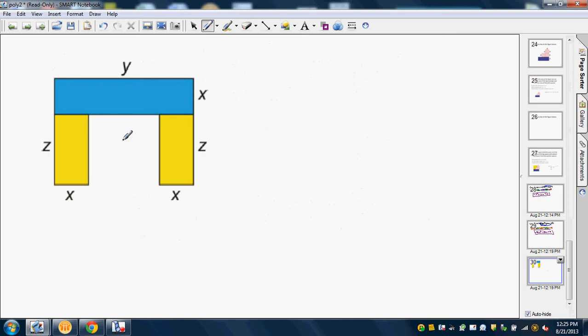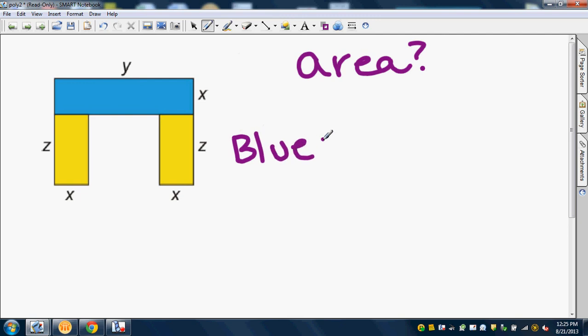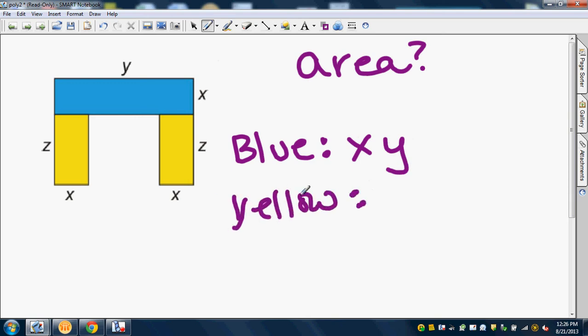All right, now sometimes you're going to have problems that look like this, and again, this is a problem that's actually on your homework. If I asked you to find the area of this shape, that means the area of the blue region and each of the yellow regions combined, okay? So let's start by finding the area of the blue. The blue region's area is length times width, because these are each rectangles. So the area of a rectangle is length times width. So this is going to be x times y. And if you put y times x, it's the same thing. It doesn't matter. And then for the yellow region, the area is x times z.